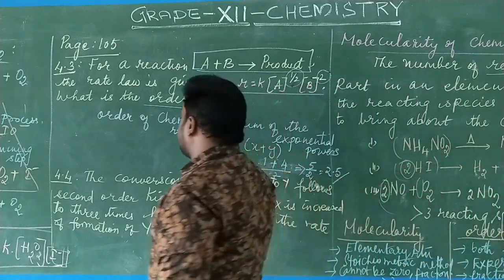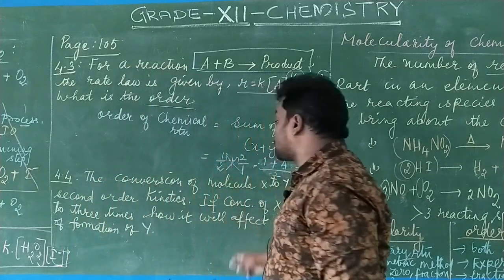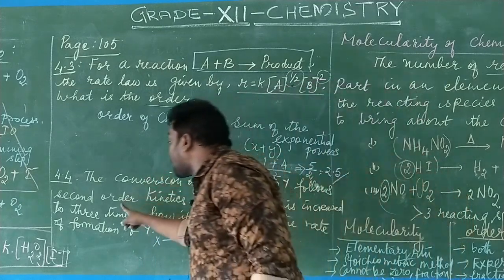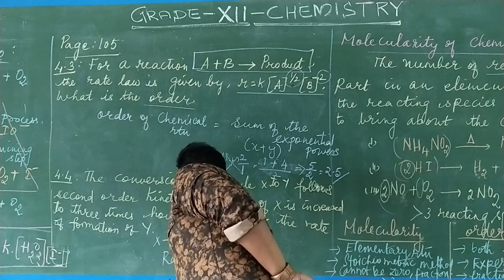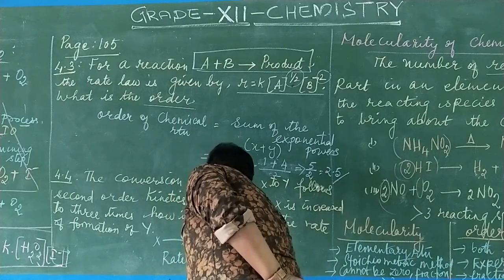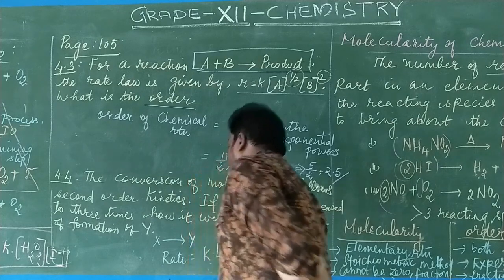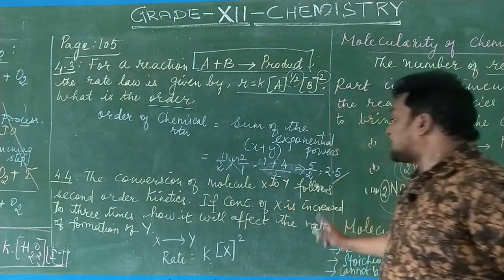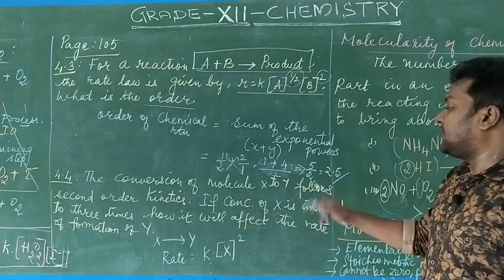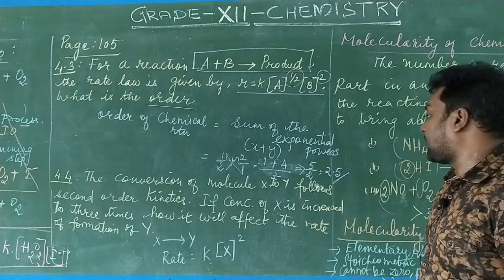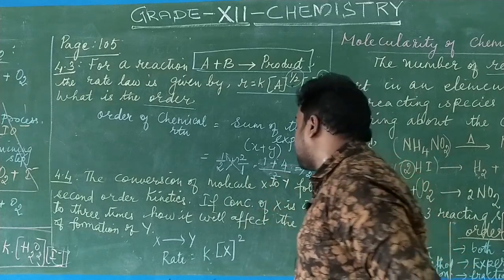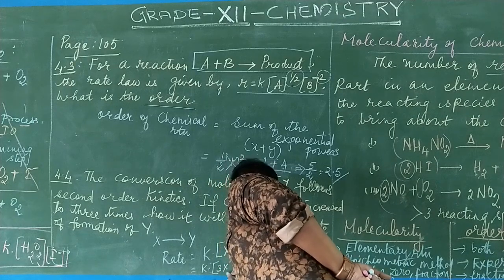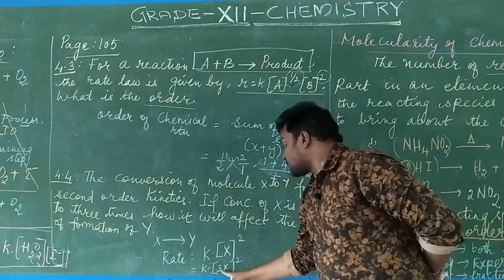Then exercise 4.4, that is the conversion of a molecule X to Y. So what is the reaction? X giving rise to the formation of Y follows second order kinetics. So what should we write? Rate is equal to K into concentration of X to the power 2, as it follows second order kinetics. If the concentration of X is increased to 3 times, how will it affect the rate of formation of Y? So the concentration of X is increased to 3 times. Therefore that is equal to K into 3x to the power of 2. 3 times the concentration of X is getting increased.